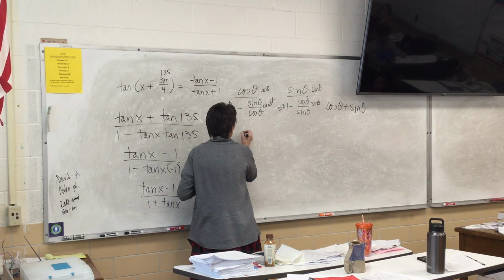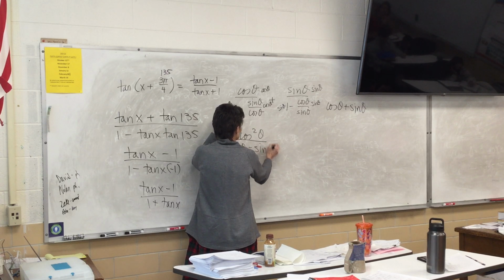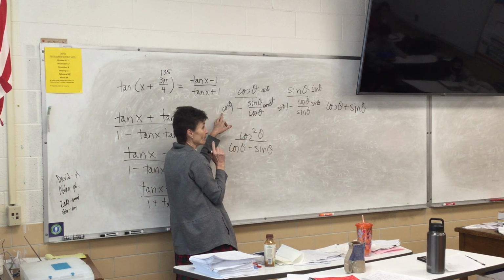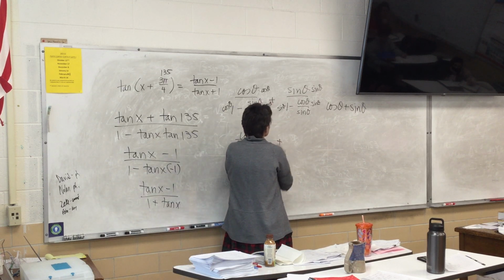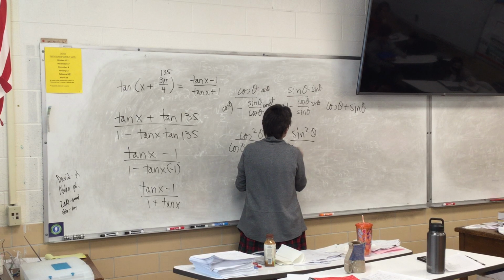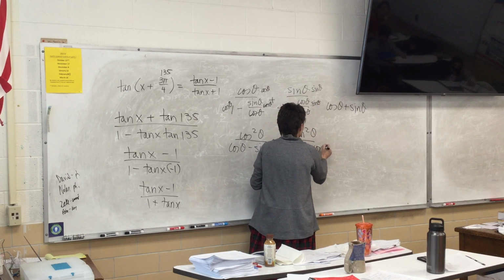So what am I going to be left with? Cosine squared over cosine minus sine, because these cancel, that's why I did it, plus sine squared over sine minus cosine.